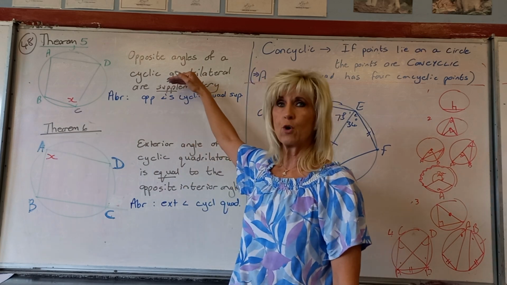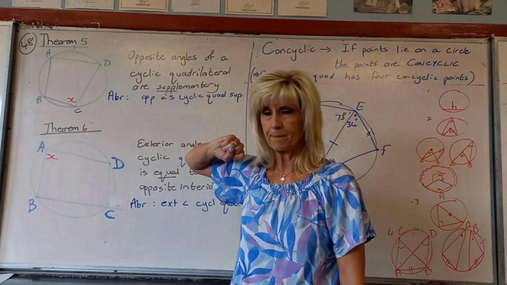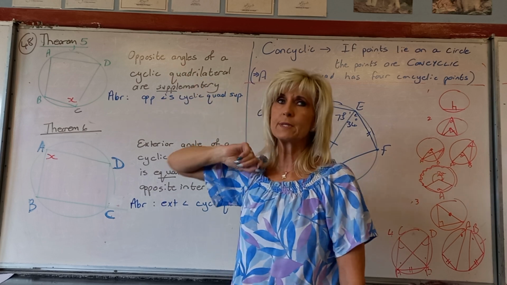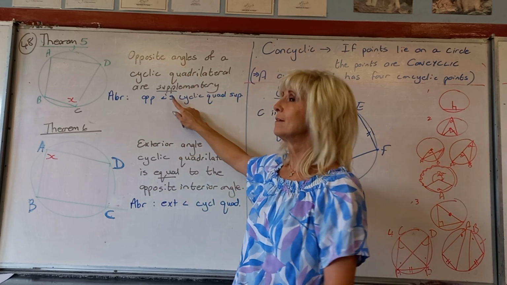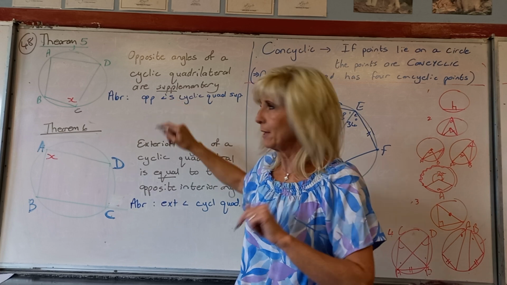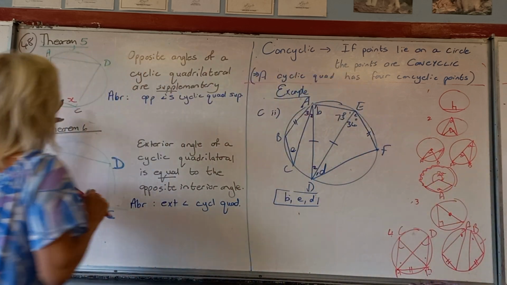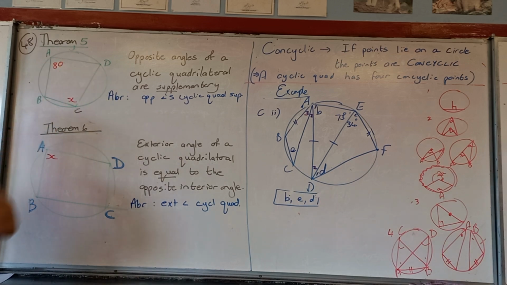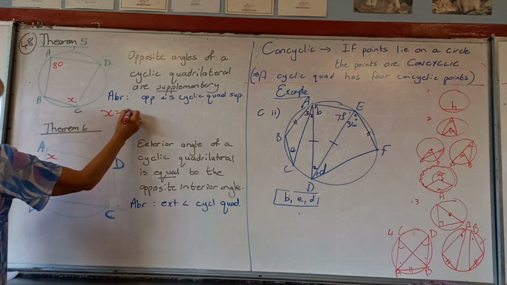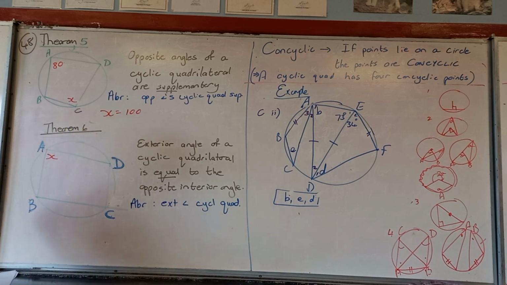If I have a cyclic quad, then what happens? The first theorem says that the opposite angles are supplementary. So for example, what will my x that I showed on the sketch be if I tell you that this was, for instance, 80? Then x will be 100, not 80. Because I've just taught you that opposite angles are supplementary, meaning together they add up to 180.